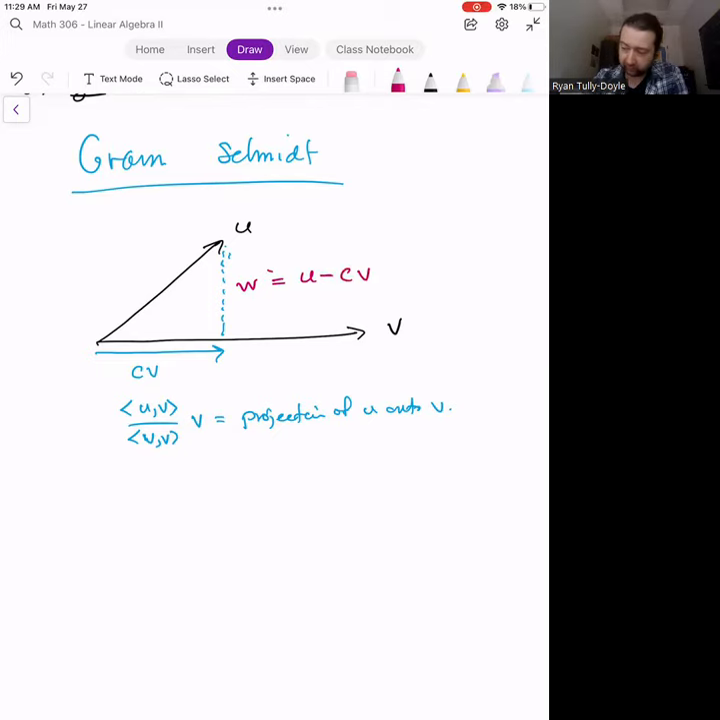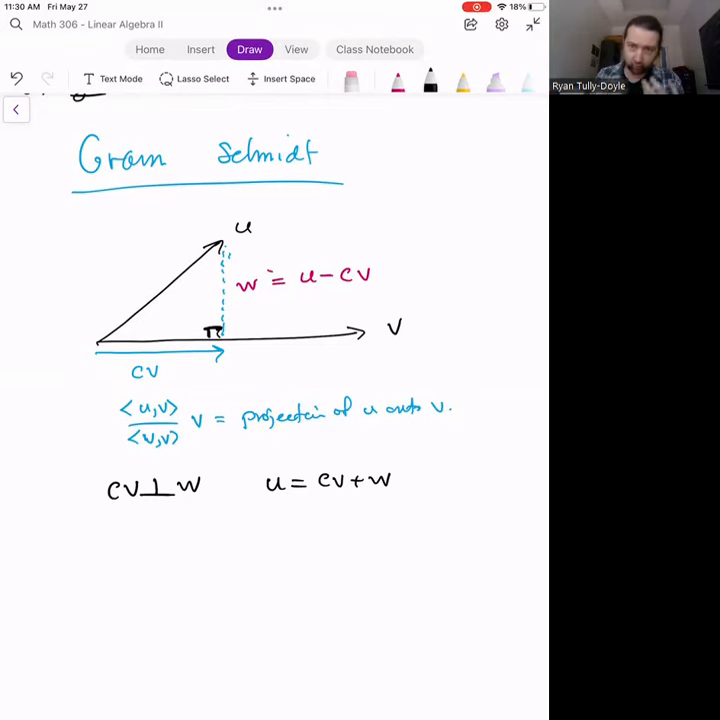And the point of this picture was that these two vectors were perpendicular to each other. cv is orthogonal to w. There's a 90-degree angle right here, at least based on the picture. And further, u can be rewritten as cv plus w. Okay, so the idea is that I can take u and v, and I can decompose u into a piece in the direction of v and a piece that's perpendicular to the direction of v.